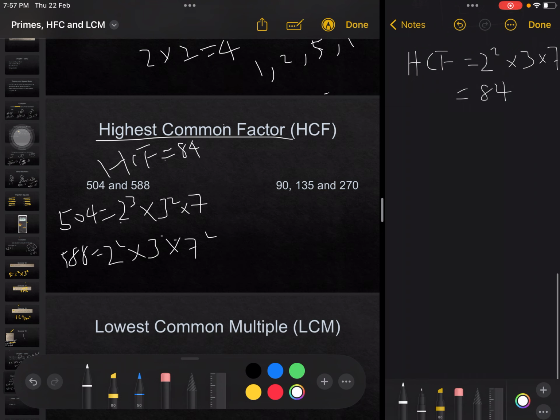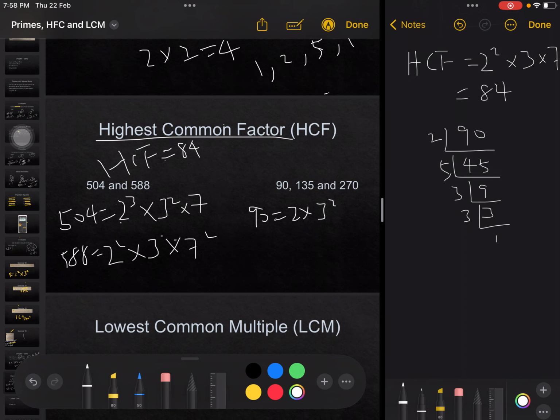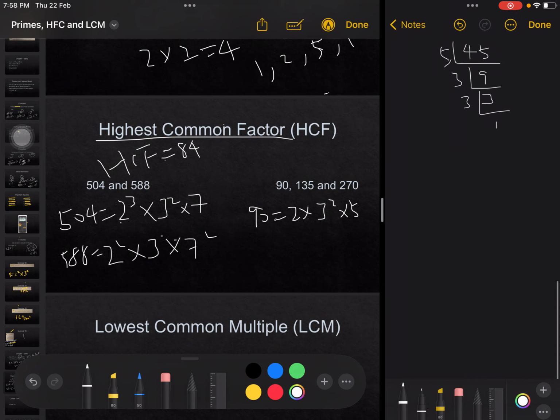Okay, 90, 135 and 270. So again we do prime factorization. 90, we divide by 2, and 45 divide by 5, we have 9. So divide by 3 and divide by 3 again. So 90 equals 2 times 3 squared times 5. Okay, simple. So that's prime factorization.